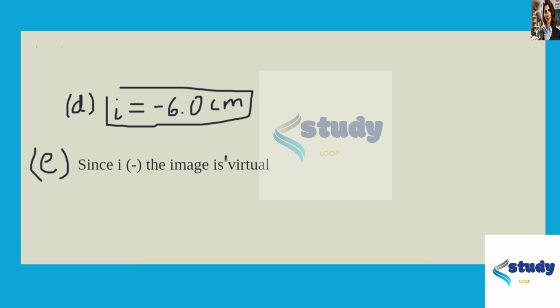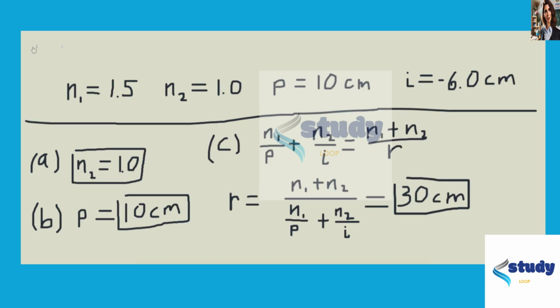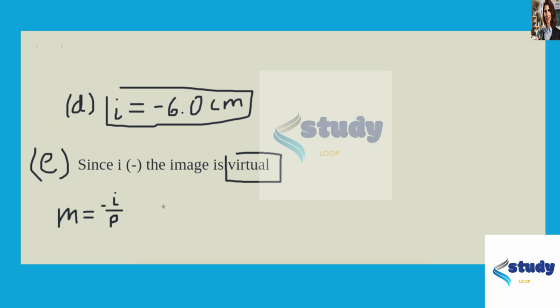Now to find if the image is upright or inverted, we need to look at the sign for the magnification. M is equal to minus i over p. So plugging in negative 6 centimeters for i and 10 centimeters for p, we find that the magnification is positive. Doesn't matter what the number is. All we need to know is that it's positive. And since the magnification is positive, the image is upright.